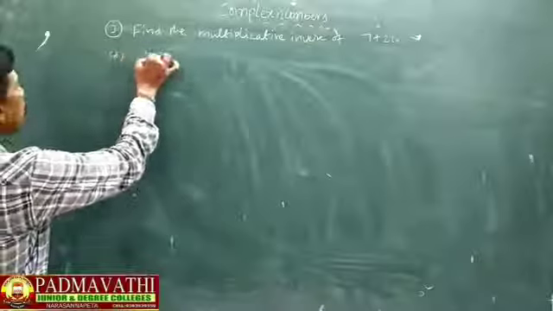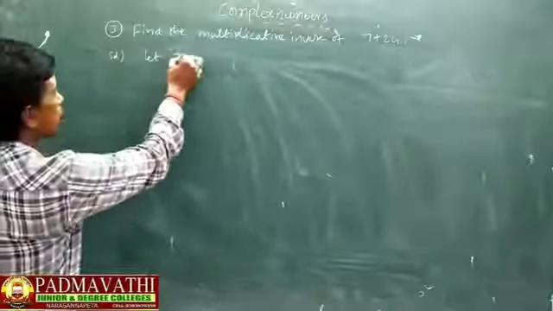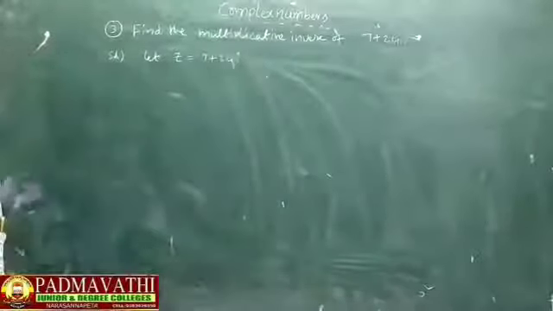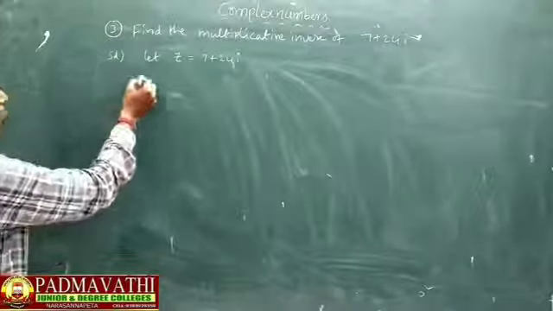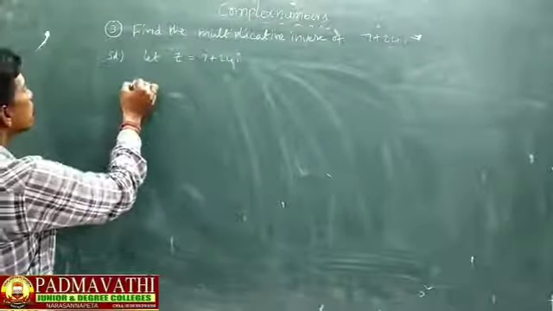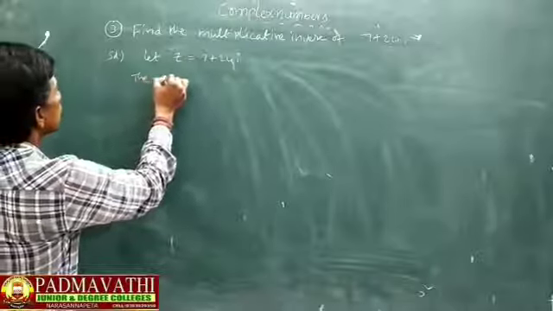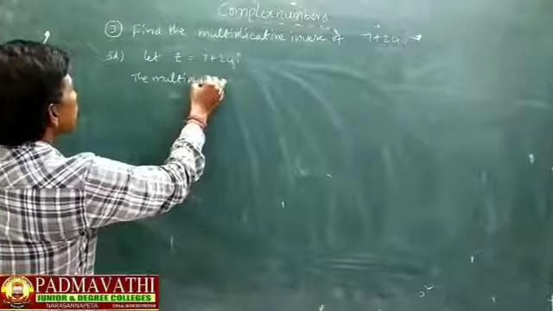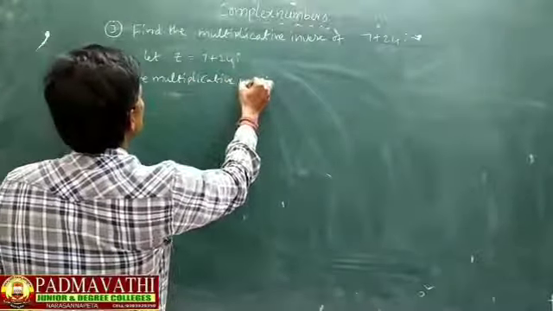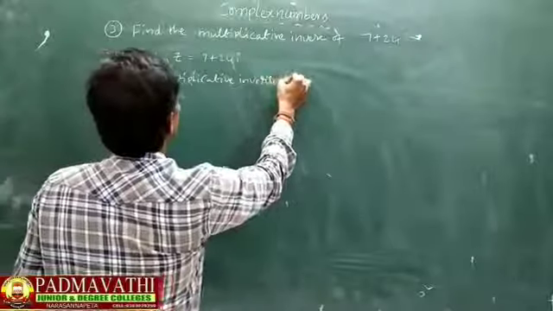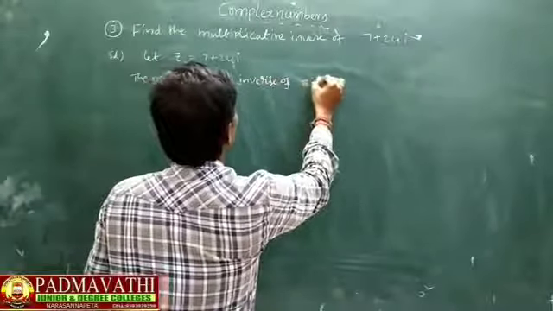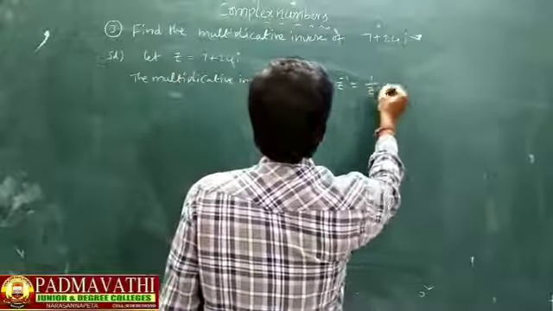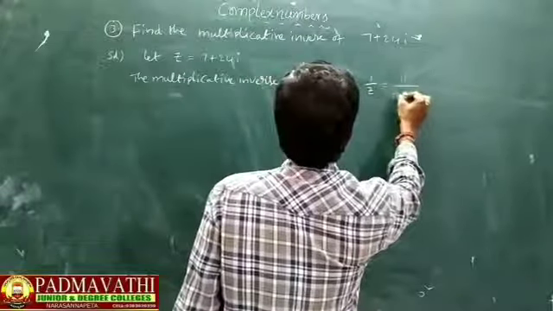Solution. Let the given complex number z be equal to 7 plus 24i. The multiplicative inverse of the complex number z is z inverse, that is equal to 1 by z. So that is 1 by 7 plus 24i.